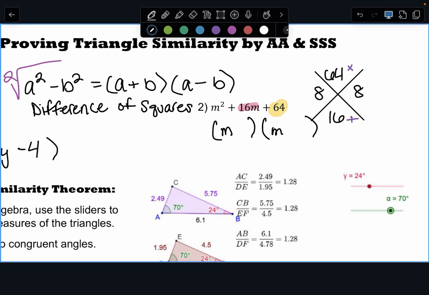Is this positive or negative 8? Positive. So we're going to add 8. Oh my goodness.